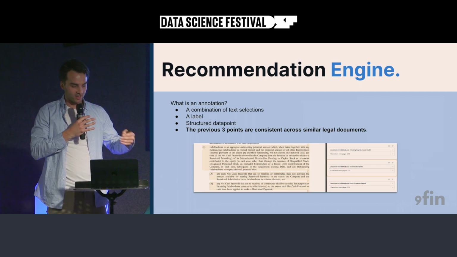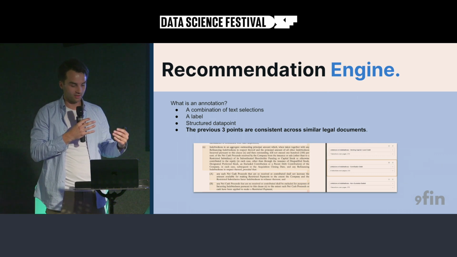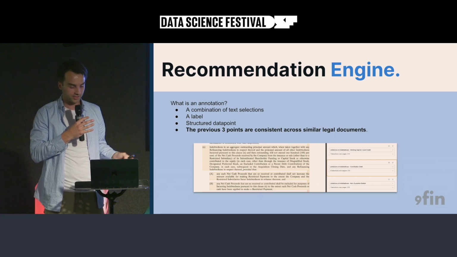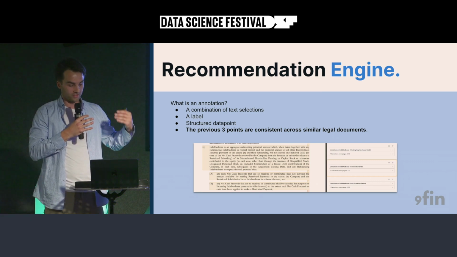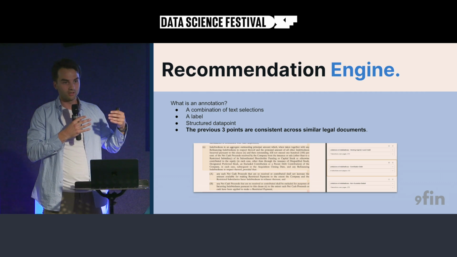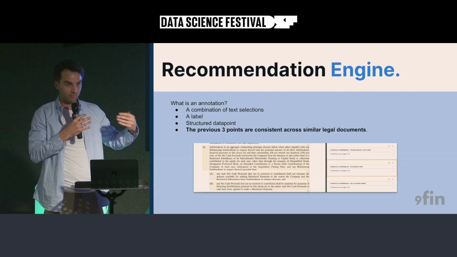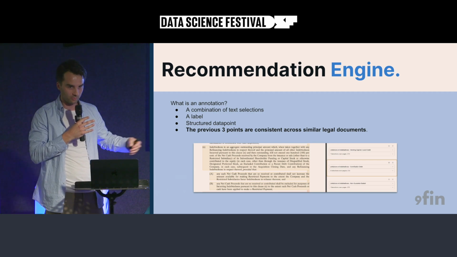And as you can see, an annotation is a combination of a number of text selections within this legal section of this offering document. And the legal section can be up to 100 pages. So the selection could come from anywhere in those 100 pages. Of course, an annotation has a label. An annotation also has a structured data point that can be extracted from it, which Elliot will talk more about in a minute.